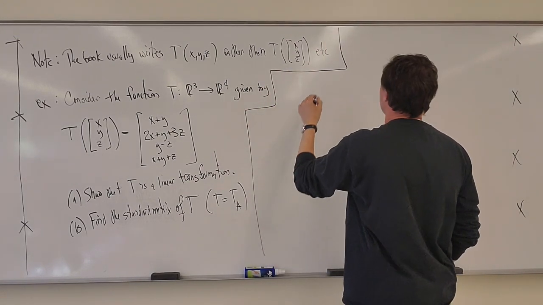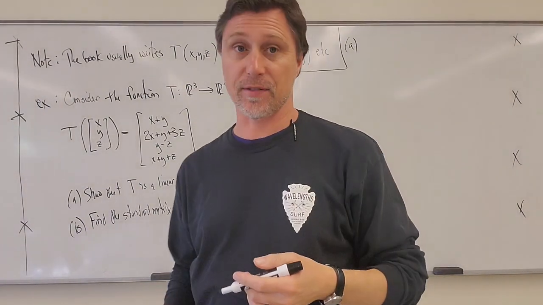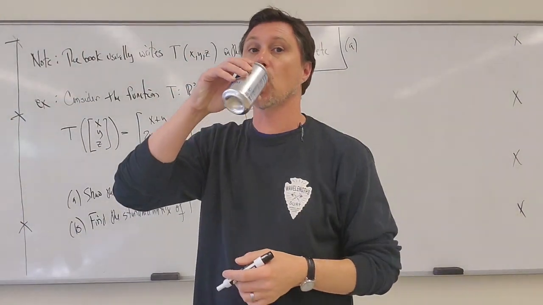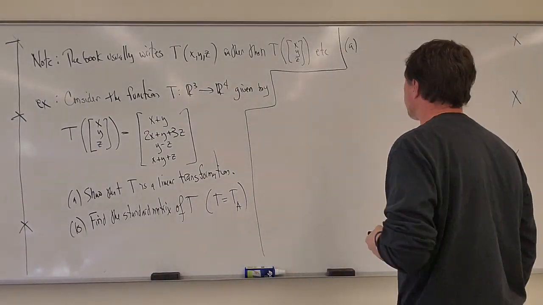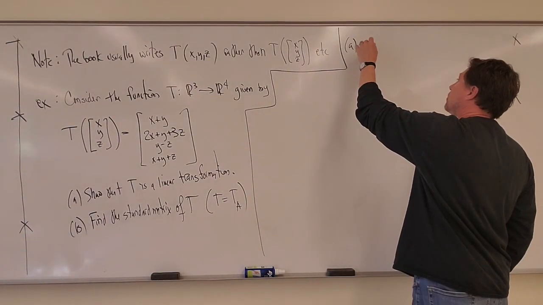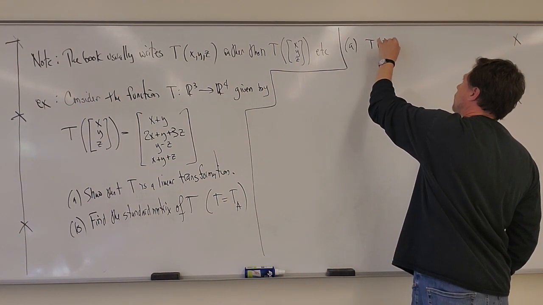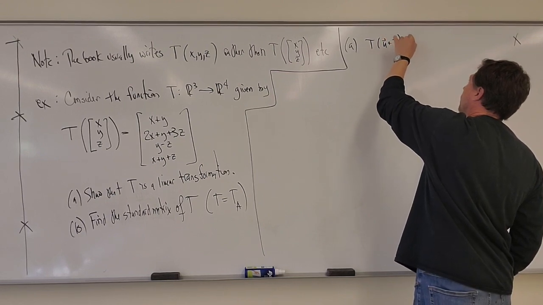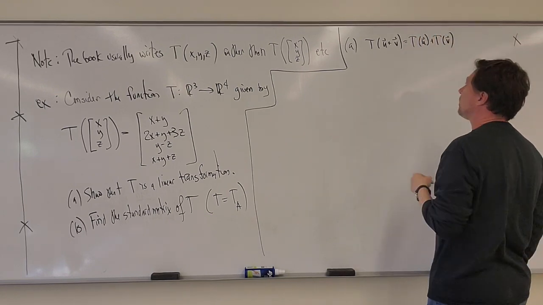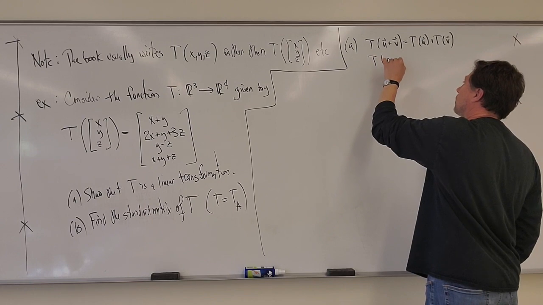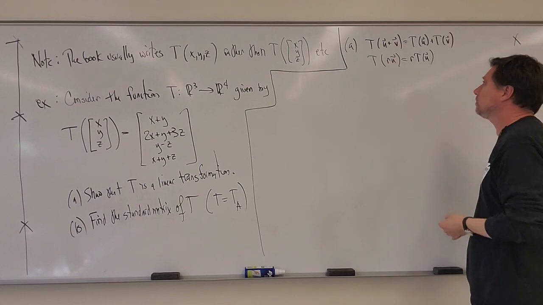So for part A, remember there's two properties that need to be satisfied to be a linear transformation. Two properties. So I need to show first, and I'll just remind you, say, T of U plus V equals T of U plus T of V. And then the second property, remember, that's T of RU equals R times T of U. So I'm going to show all of this in detail.